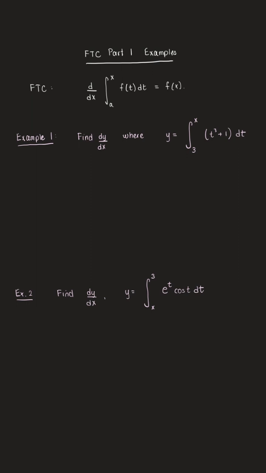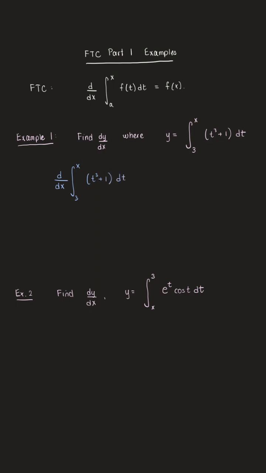So for example 1, we want to find the derivative where y is the integral from 3 to x of t cubed plus 1 dt. Notice that our independent variable is the upper limit of integration. And so the derivative of this function, applying our theorem, will be, so I'm going to write the derivative here of the integral from 3 to x, our area accumulation function, of t cubed plus 1 dt.